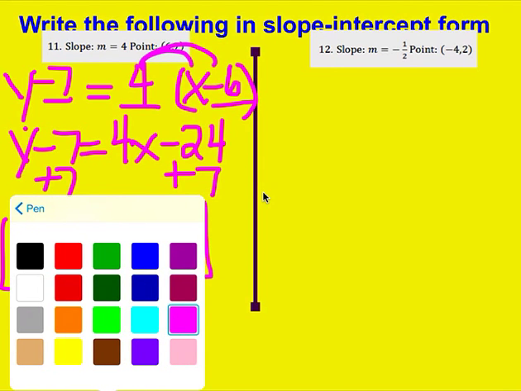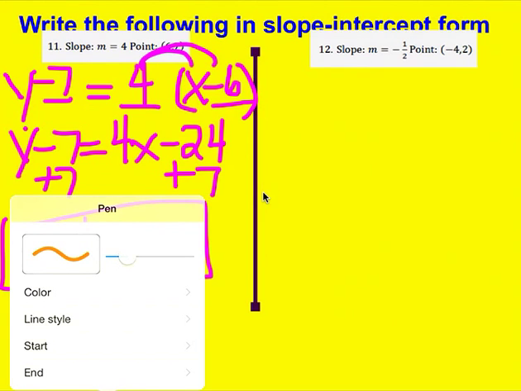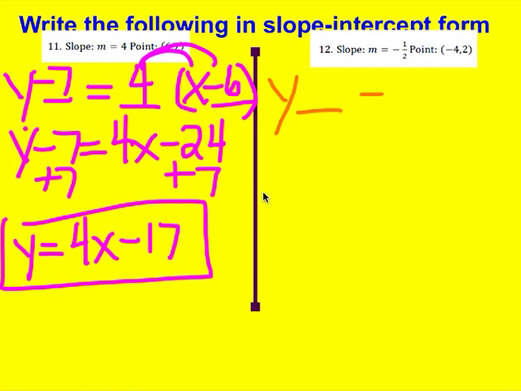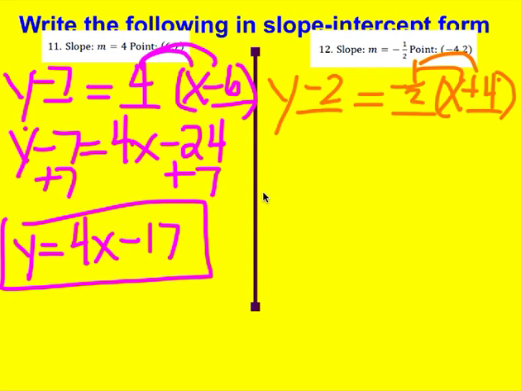Now let's take a look at number 12. I'm going to go ahead and do my point-slope form again, like so. And then I'm going to put my slope here. Then, the opposite of my y-coordinate, since it's a positive 2, is going to be minus 2 here. And then since it's a negative 4 here, it's going to be plus 4 there. Okay? So now what I want to do is distribute in that negative 1/2.